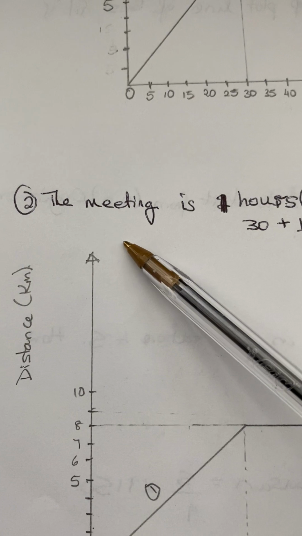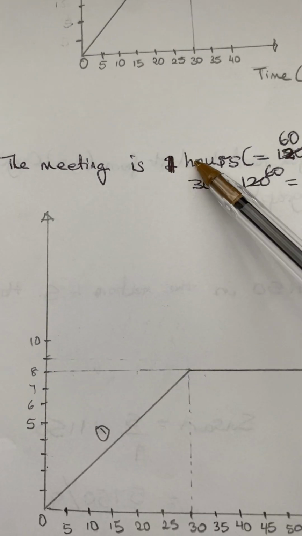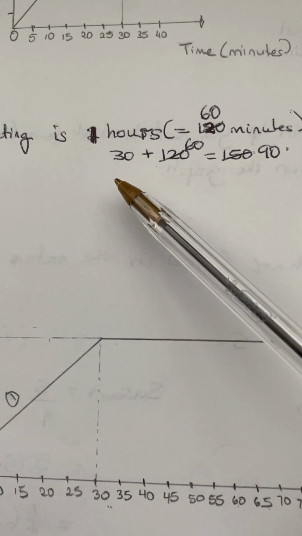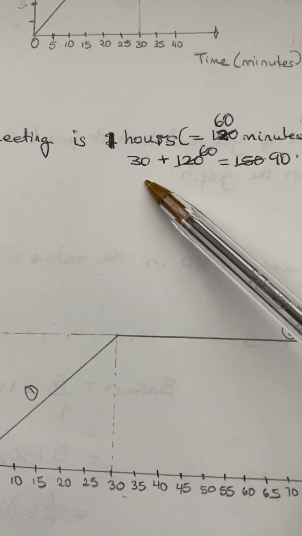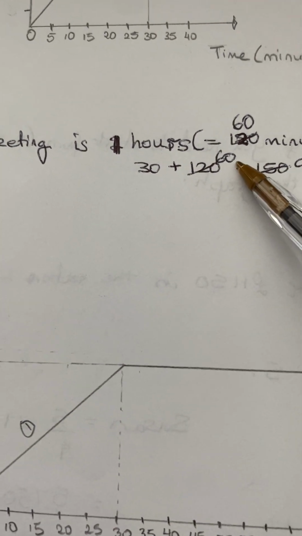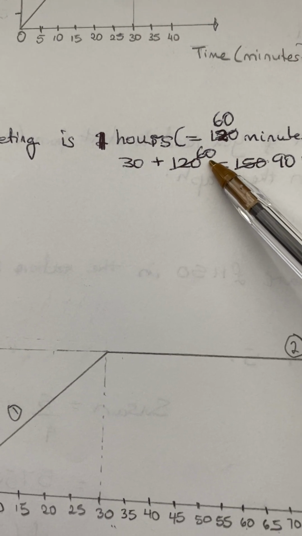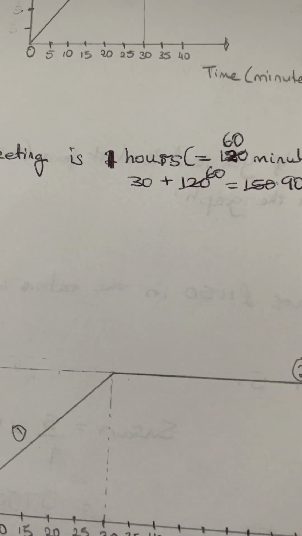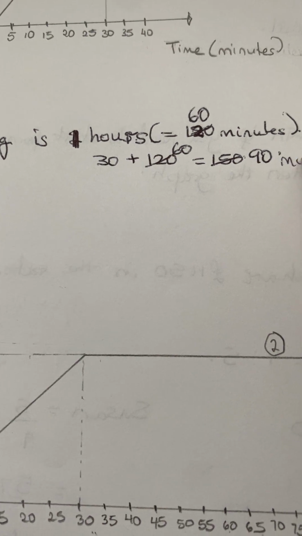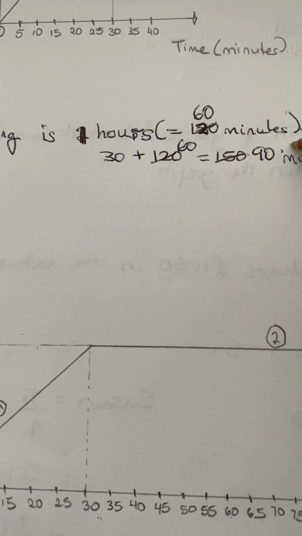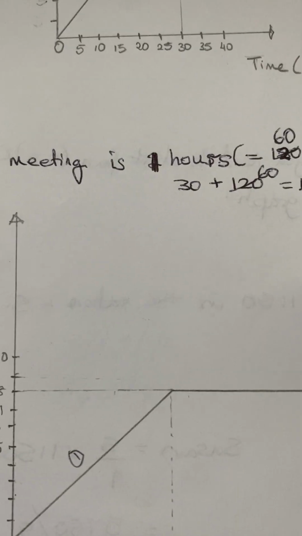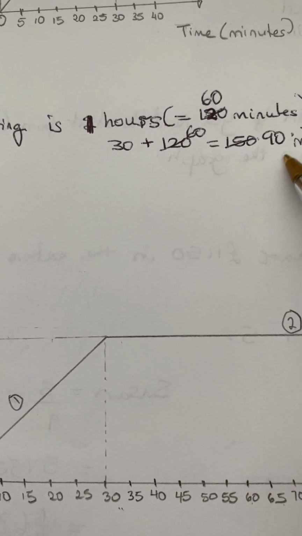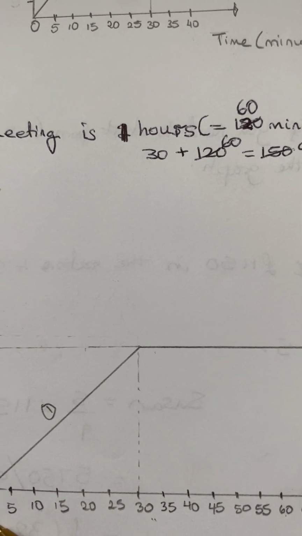Then the second part: the meeting is 1 hour, which is 60 minutes. The first journey took 30 minutes, and the meeting is 60 minutes, so now she will have used 90 minutes. So 30 plus 60 is 90 minutes from her house.